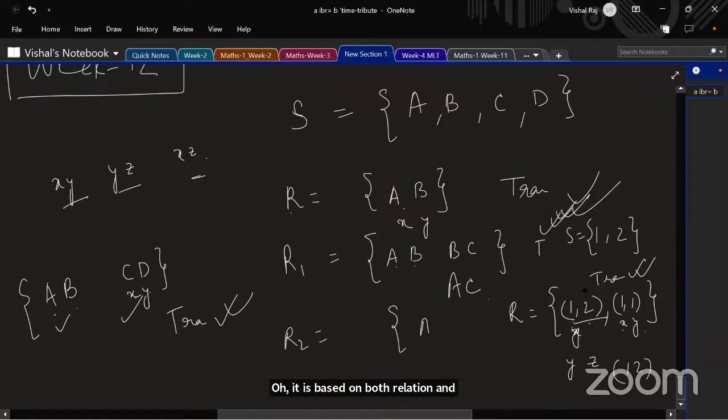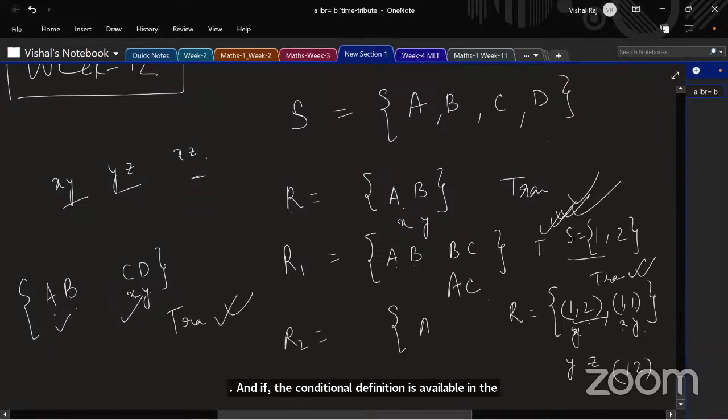No, see, all the elements in the relation should be there from the Cartesian product of S. That is clear to you? Yes, clear. So it means it should have any one element from the set, and if the condition as per the definition is available in the relationship, it is transitive.